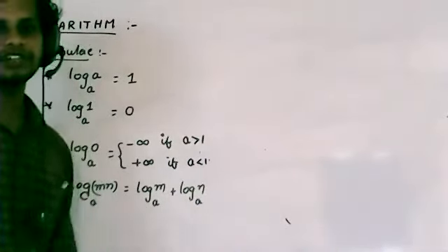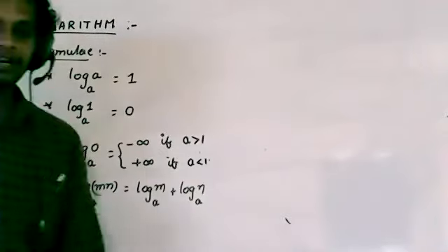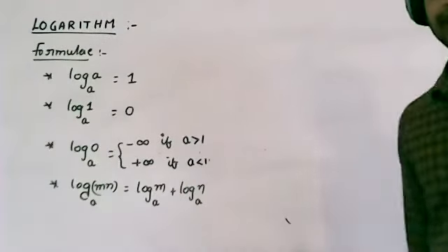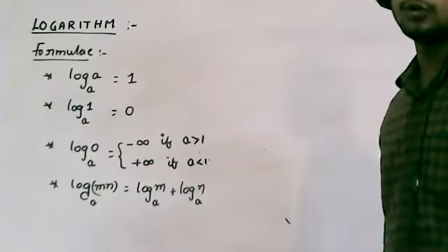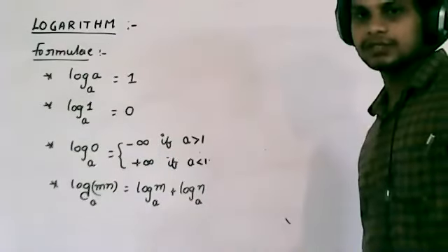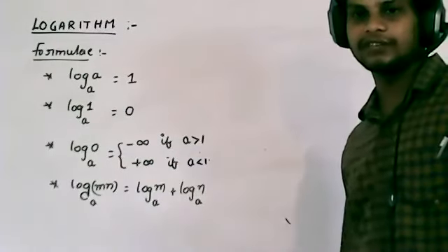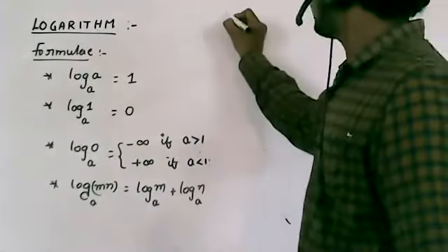So we have one relation between log 10 and log e. So what is the relation between log 10 and log e? It is 2.306. So log e is equal to 2.306 into log 10.